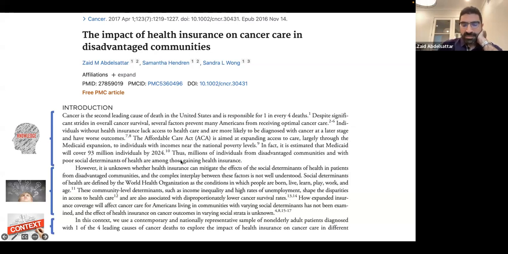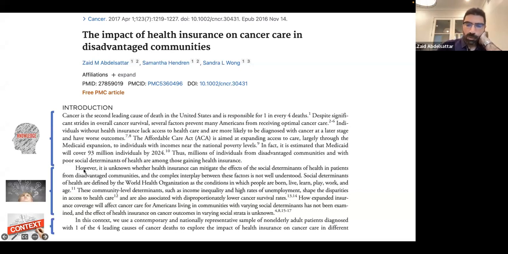And then the hook sentence, this is what catches the reviewer's attention, is that there's millions of individuals from disadvantaged communities who have poor social determinants of health among those gaining health insurance. So these patients are now going to gain health insurance. So we're going to see how things happen to them. Now, the next paragraph almost always starts with however.